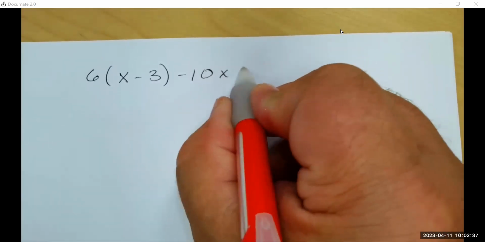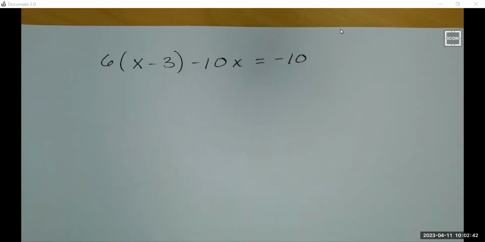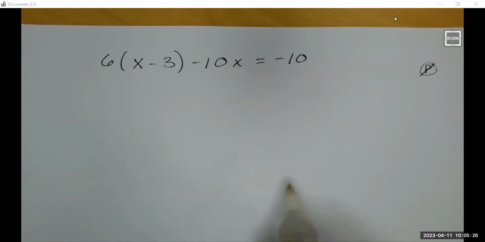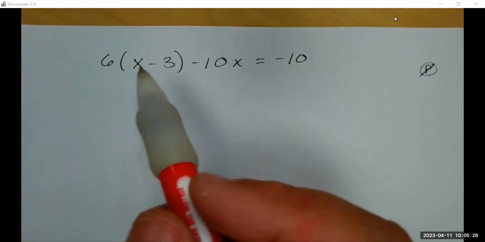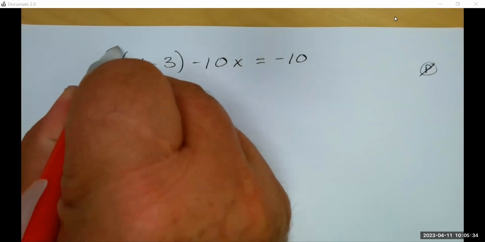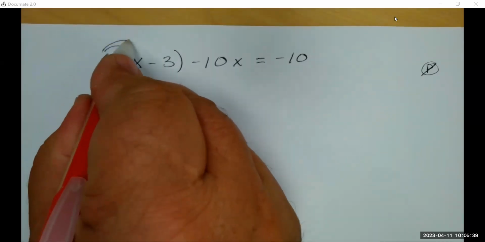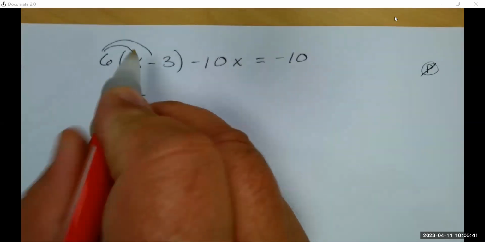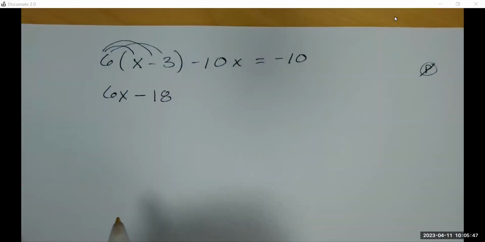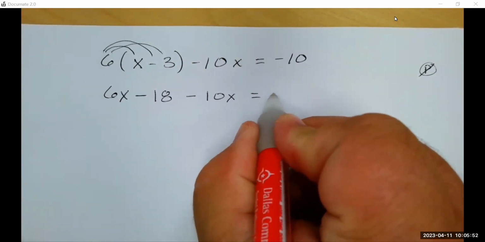It's 10x equals negative 10. All right, let's see. First step, we have parentheses, so we have to get rid of them. Well, first off, can we do anything inside the parentheses? No, so we have to get rid of them. 6 times x is 6x. Positive times negative is negative. 6 times 3 is 18. Minus 10x equals negative 10.